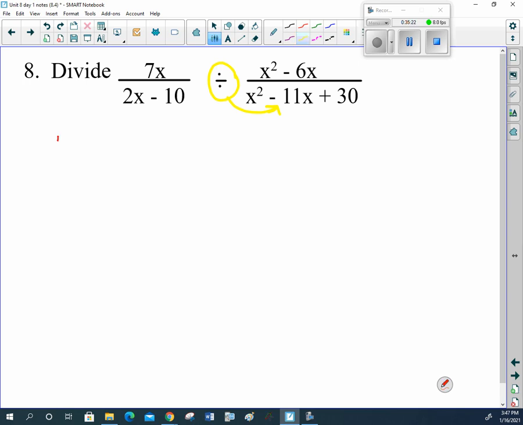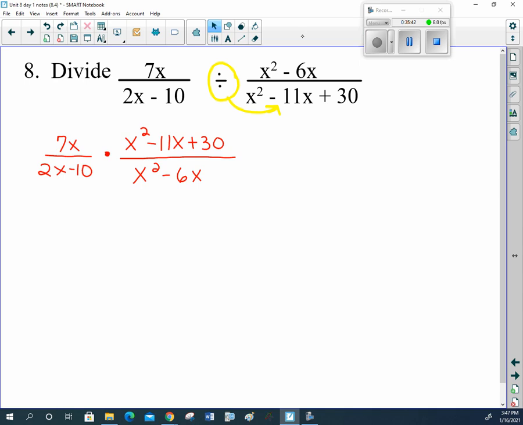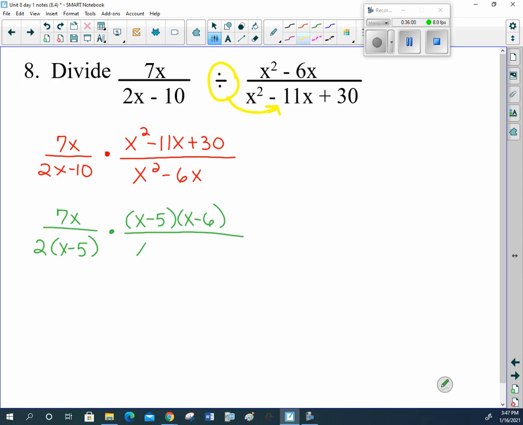So my problem would be 7x over 2x minus 10, division, same thing as multiply by the reciprocal, so times x squared minus 11x plus 30 over x squared minus 6x. Perfect. Okay, now we're going to start factoring and reduce and see what happens. So this is going to be 7x, and then I'm going to factor out a 2, so x minus 5, times 30, I'm going to do 6 and 5. So x minus 5 and x minus 6 over x times x minus 6.